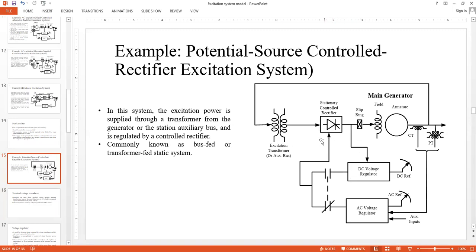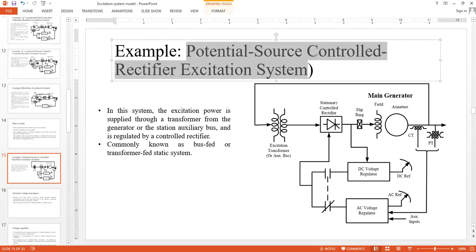And the controlled rectifier pulse gates are generated either from the DC voltage regulator or from the AC voltage regulator. Because there are no rotating parts in the excitation blocks, we call it a static excitation system. And this is a great example of that. There are other variants for this, which you might find in the book of Prabha Kundur in the excitation system chapter. The example here is called the potential source controlled rectifier excitation system.